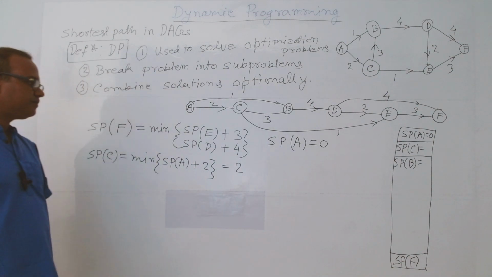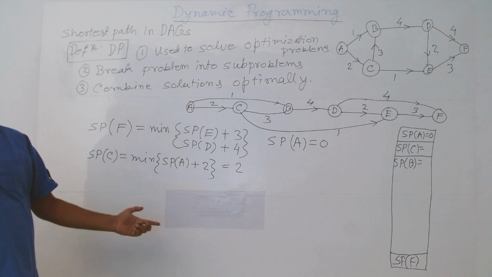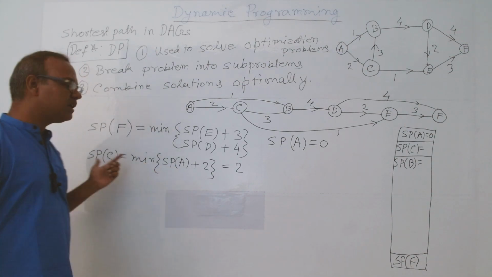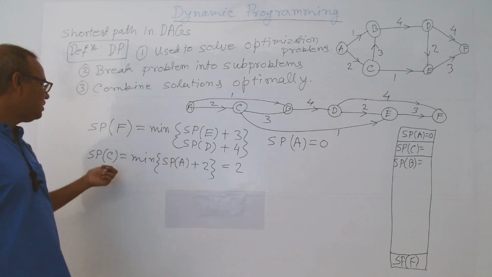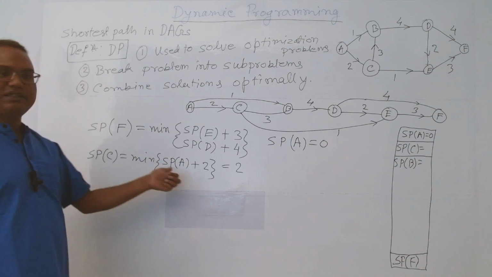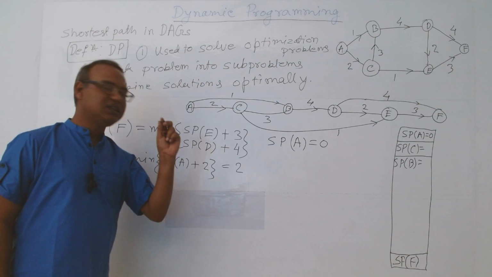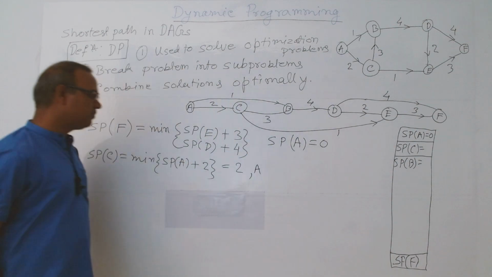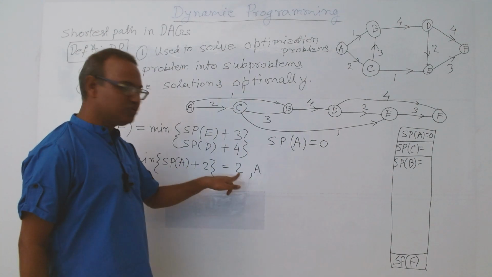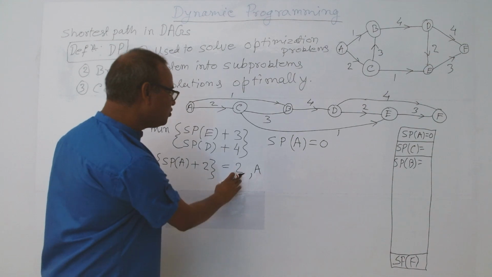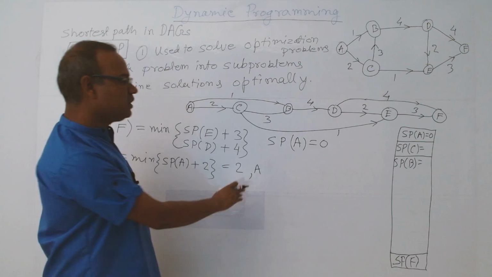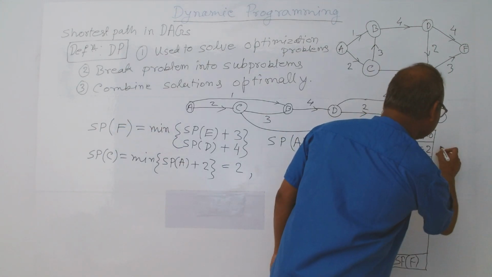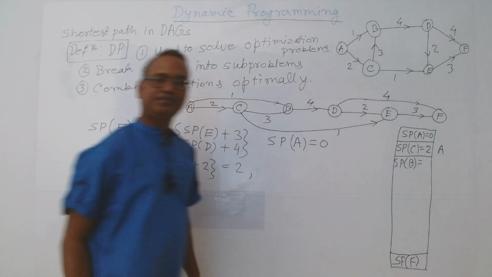We will return one more thing. What? We will return the path by which we are reaching this node. We have to compute SP at C, and we have to return the path, so I am going to return this also. 2 is the answer and we will return A also. Let's put 2 as the answer, and I am returning A here.